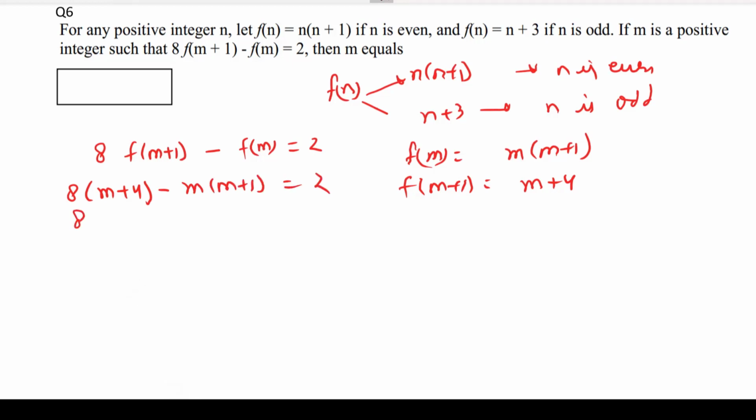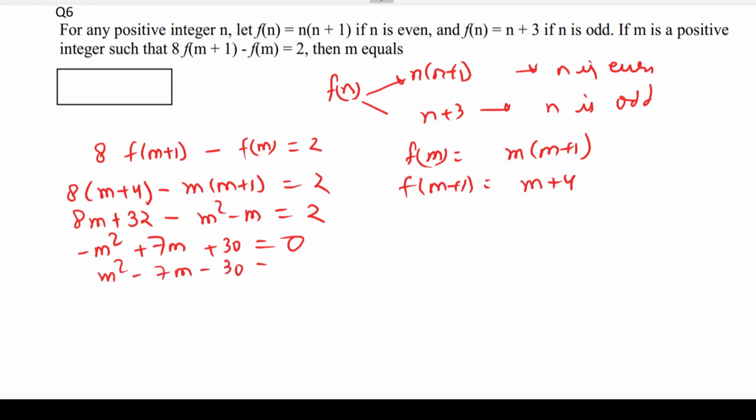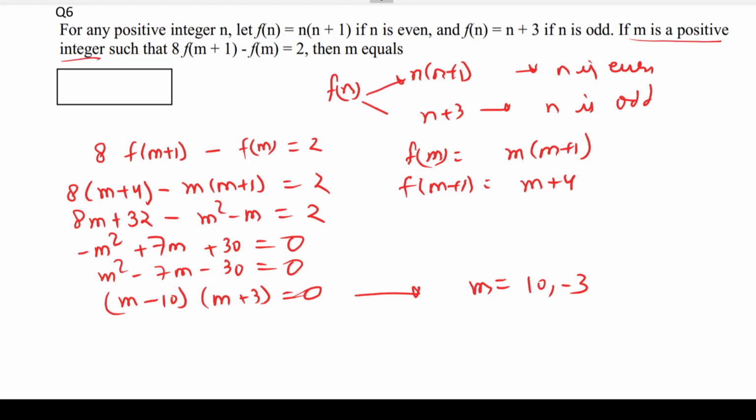Now put these values here: m plus 4 minus m into (m plus 1) equals 2. That gives 3m plus 4 minus m square minus m equals 2, so minus m square plus 7m plus 30 equals 0, which is m square minus 7m minus 30 equals 0. Now this factors as (m minus 10)(m plus 3) equals 0. Now we have m equals 10 and minus 3, whereas in the question it is mentioned that m is a positive integer, hence the value of m will be 10. So our answer will be for question number 7.